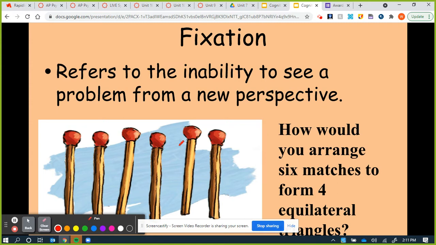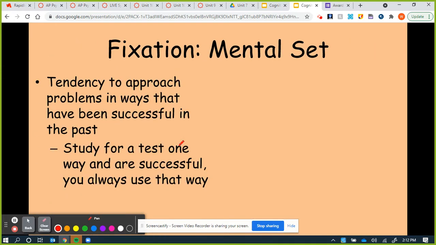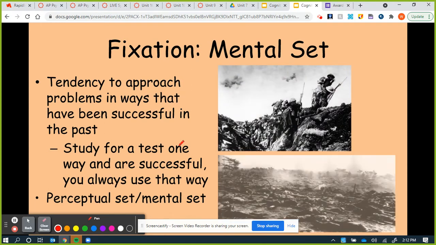I'm trying to think of an example right now off the top of my head, but I can't think of one. A type of fixation is what is called a mental set. Mental set is where you have solved a problem successfully in a certain way in the past, and because a certain thing has been successful in the past, then you believe that you keep using it even if it proves not to be successful.